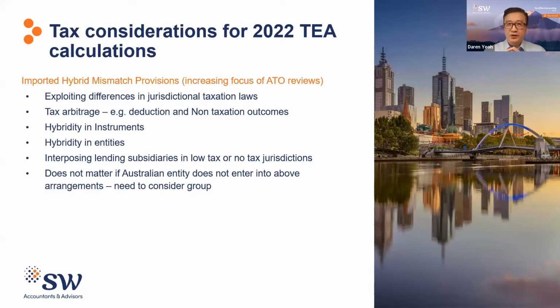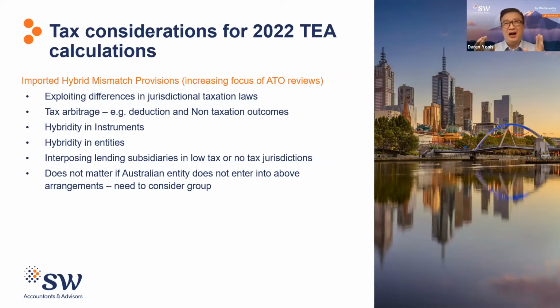Another important change which the ATO is increasingly focused on is the hybrid mismatch provisions. The hybrid mismatch provisions are designed to counter tax minimization schemes entered into by multinational groups. They do this to counter tax arbitrages in the form of, for example, an amount being deducted in one country, but that income is not taxed anywhere. So these are the three things that you should look out for. There are others, but these are the three major ones.